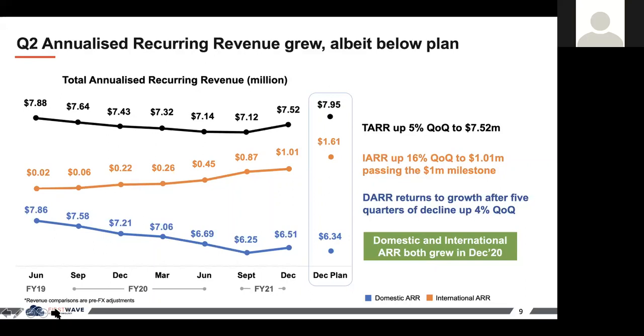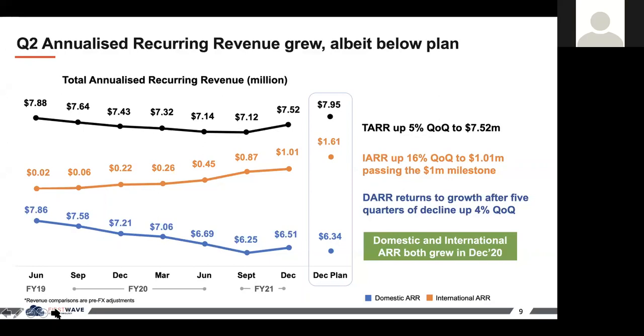International annualized recurring revenue grew 16% quarter on quarter to break the $1 million mark in a month for the first time. And importantly, domestic annualized recurring revenue grew 4% quarter on quarter to $6.51 million. This is the first quarter on quarter growth in domestic recurring revenue in 5 quarters. Critically, for your company, Q2 FY21 is the first quarter in the company's history that both international and domestic revenue grew. This is a positive trend which we expect to continue despite the current operating environment.